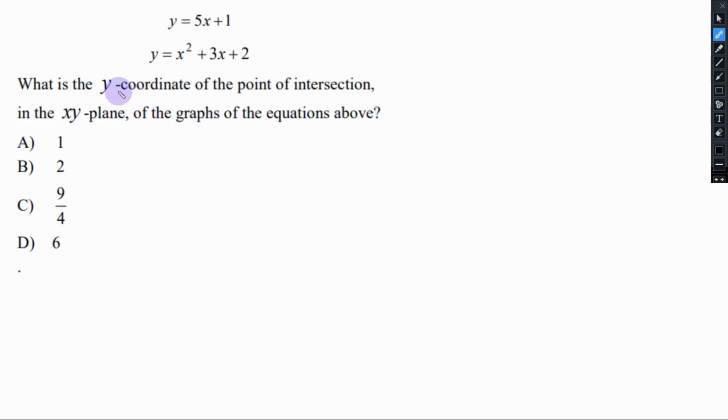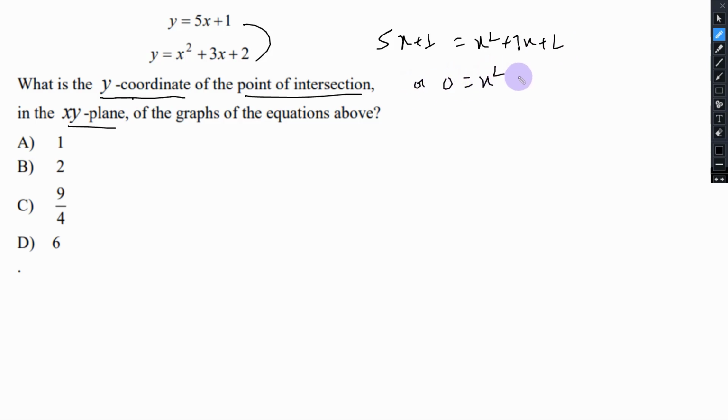Okay, so next question, it is saying what is the y coordinate of the point of intersection in the xy plane of the graph of the equation above? So it is saying point of intersection. So to find the point of intersection, we can equate these equations. It is saying y coordinate, so let's find the x coordinate first, and then we can plug in the value. So 5x plus y equals x squared plus 3x plus 2. So it will be 0 equals x squared, and then 5x will go here, it will be 3x minus 5x, so minus 2x, and then plus 1.